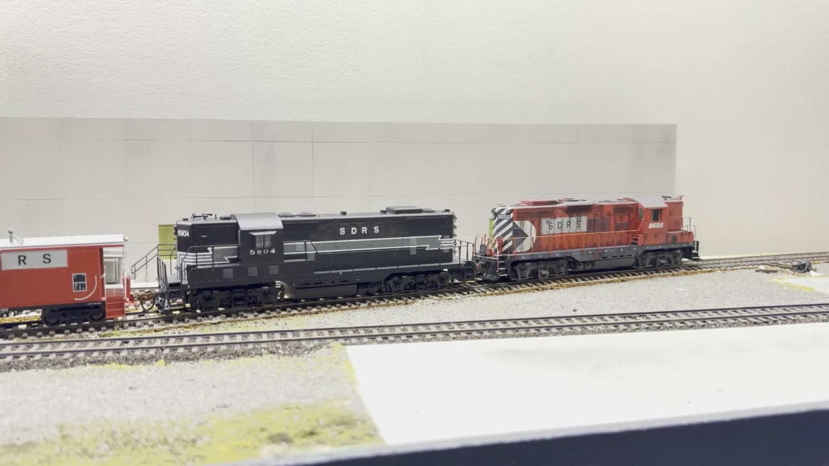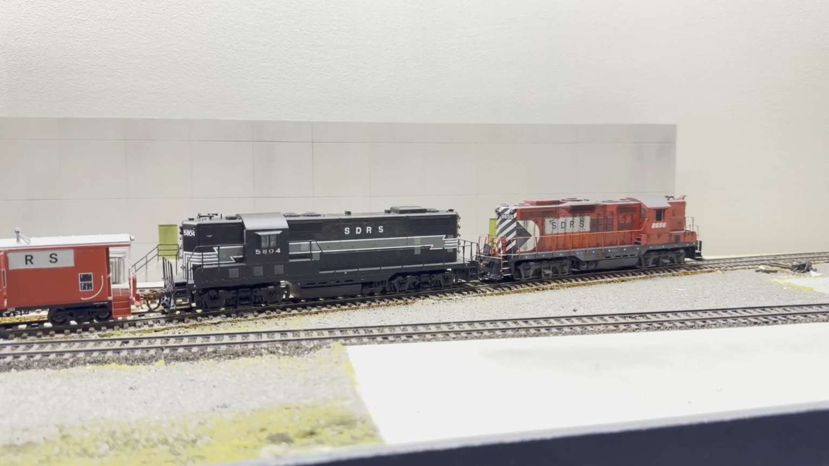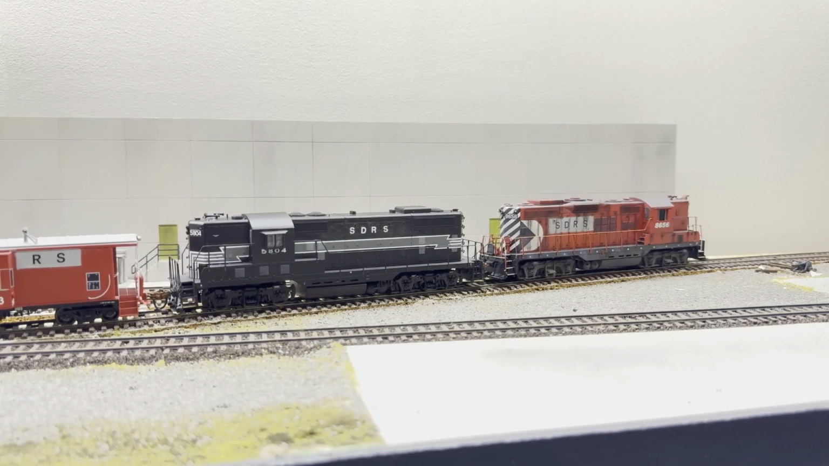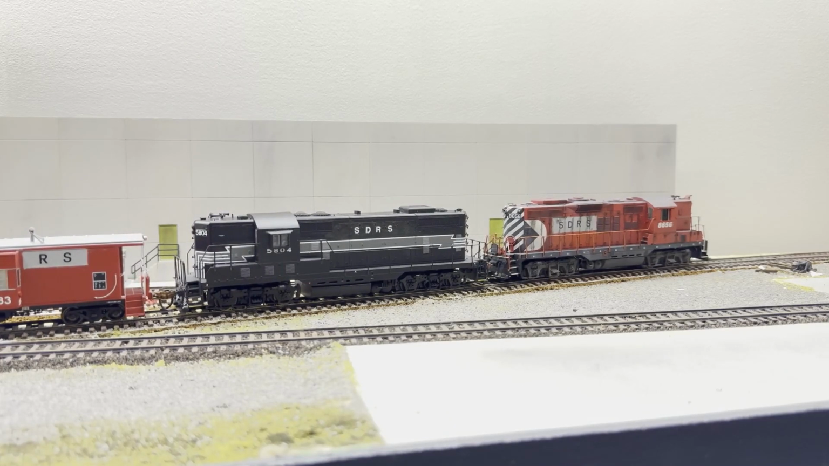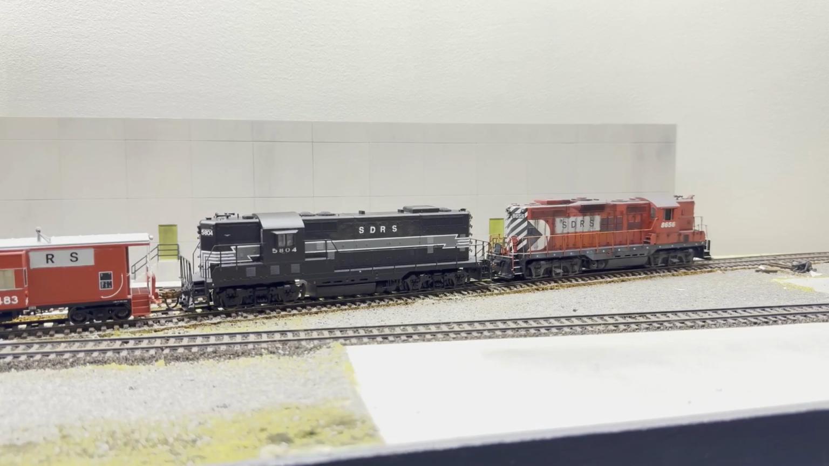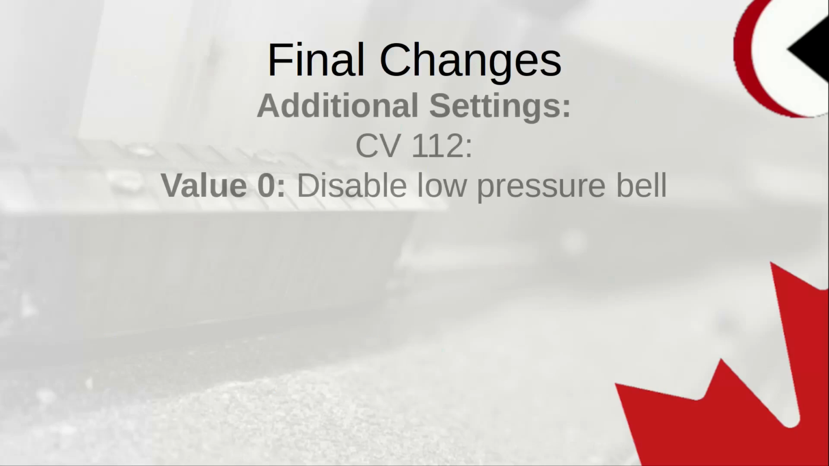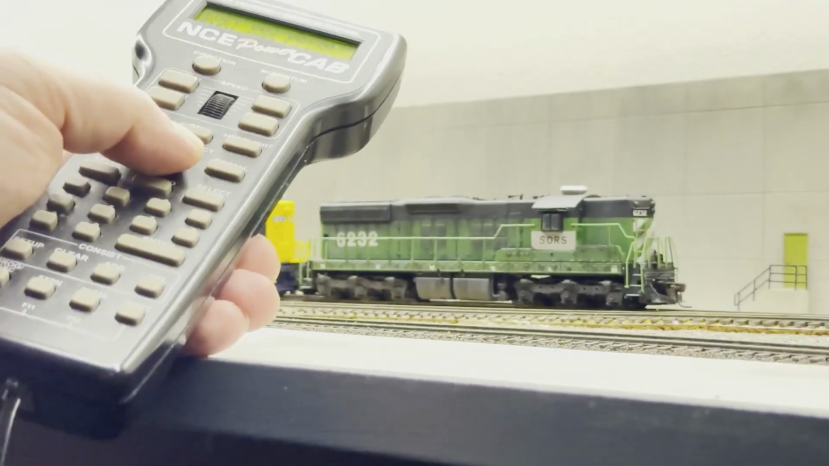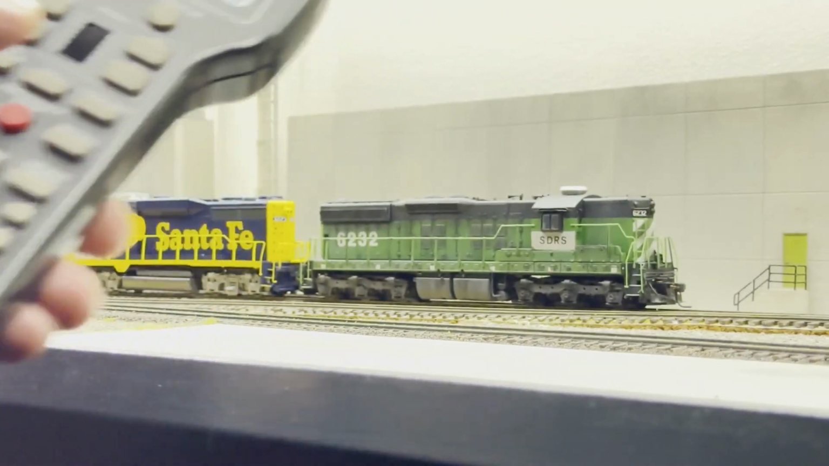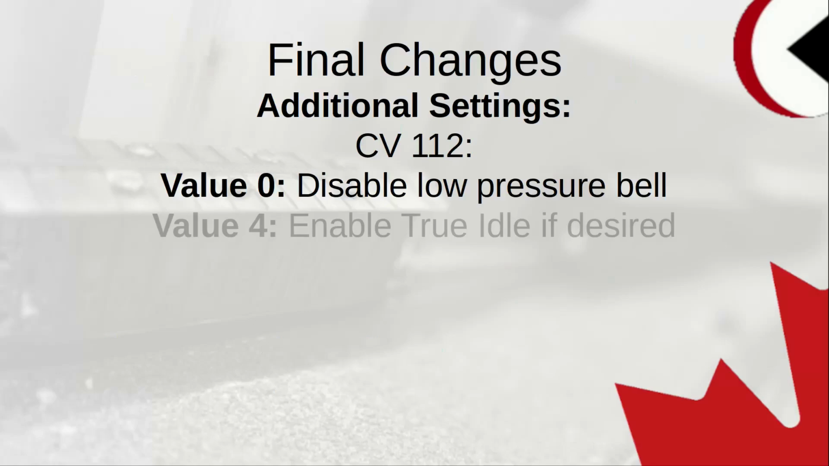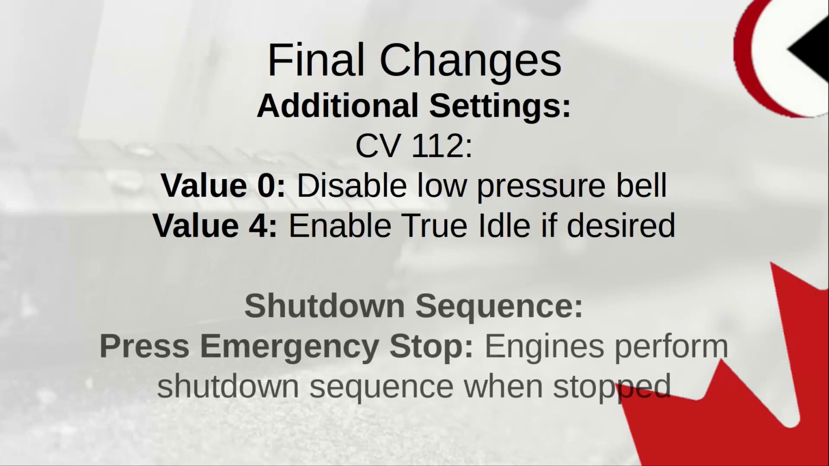CV3 and CV4, for starting and stopping respectively, are set to the same number. This helps me in getting that slow start and slowly coming to a halt behavior I crave, and I test out the automatic brakes. Setting CV112 to 0 disables low pressure bell and all the other features, and also gains the feature that when the engines are not moving and you press the emergency stop button, the models perform their shutdown sequence. If you like using true idle, you can give CV112 a value of 4, which is what I'm using.